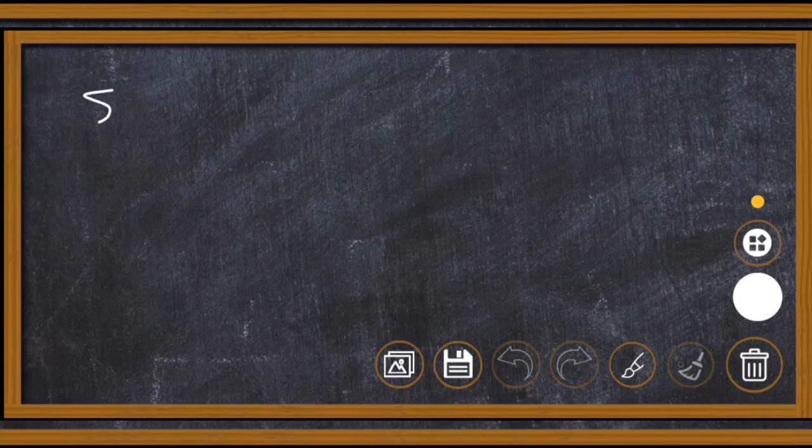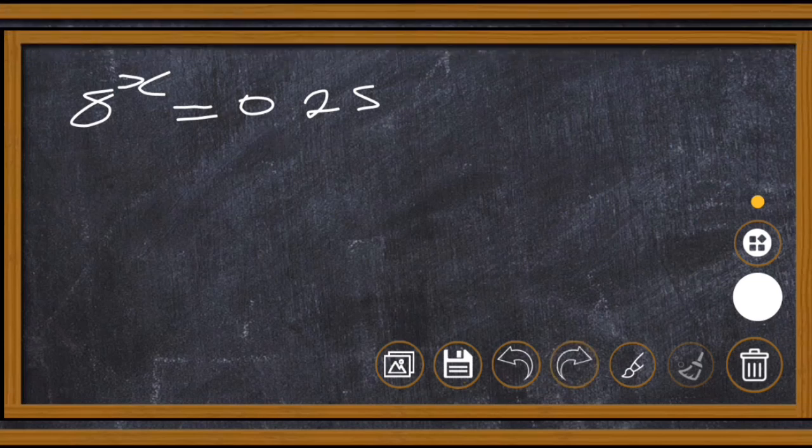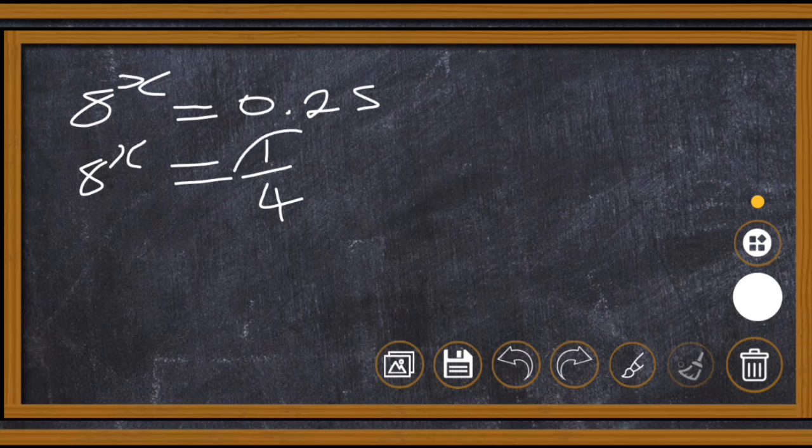Let's say you have 8 power x equals to 0.25. So how can we find the value of x for this one? So the first step is expressing this into a fraction. So here we have 8 power x equals to, now 0.25 is the same as 1 over 4. So 1 over 4 is what gives 0.25. Sorry for mentioning 0.5, it was 0.25. So 0.25 is the same as 1 over 4.